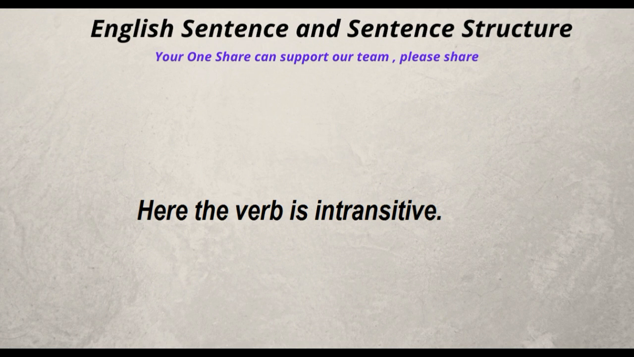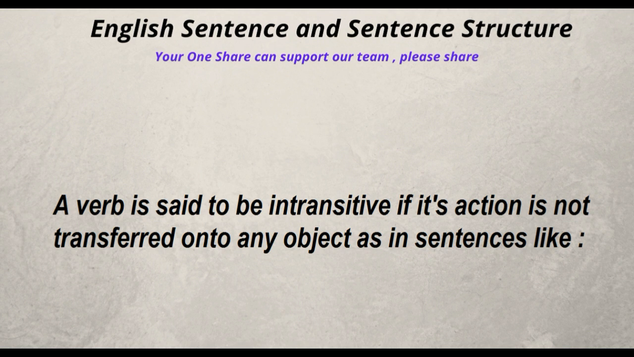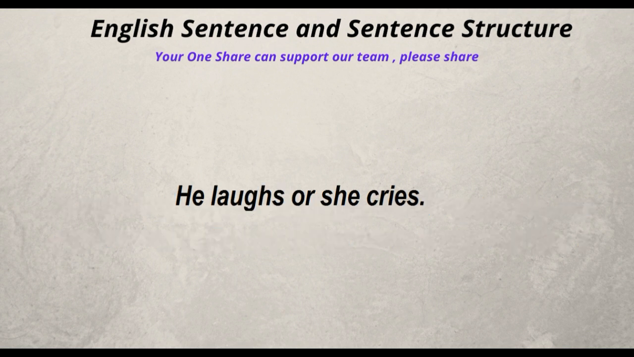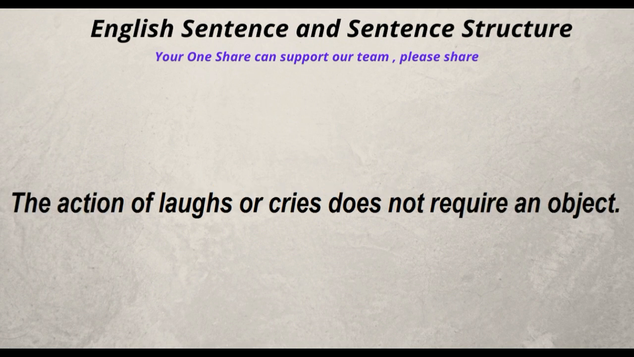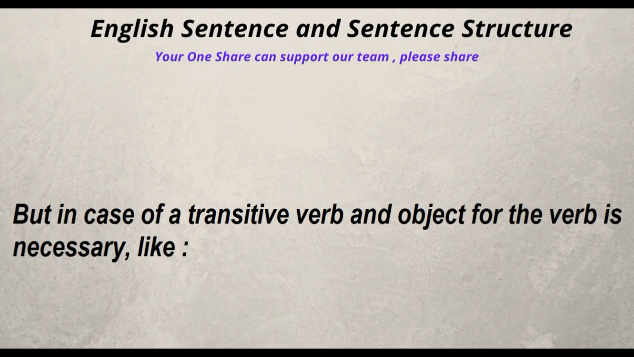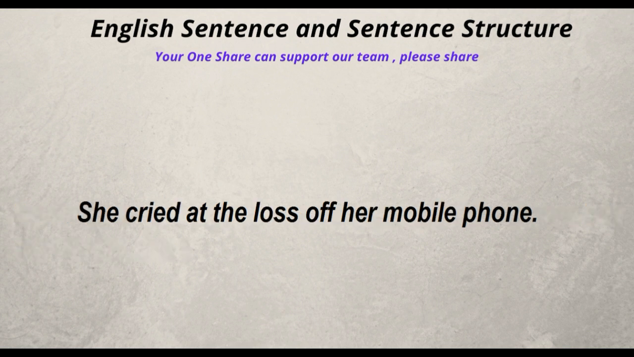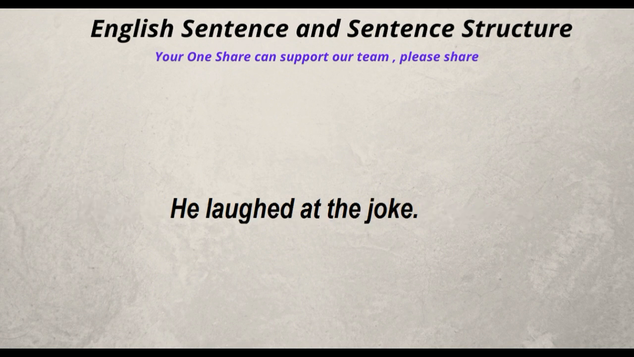Here, the verb is intransitive. A verb is said to be intransitive if its action is not transferred onto any object, as in sentences like he laughs or she cries. The action of laugh or cries does not require an object, but in the case of a transitive verb, an object for the verb is necessary, like she cried at the loss of her mobile phone. He laughed at the joke.